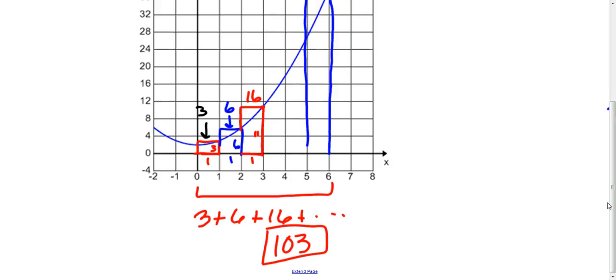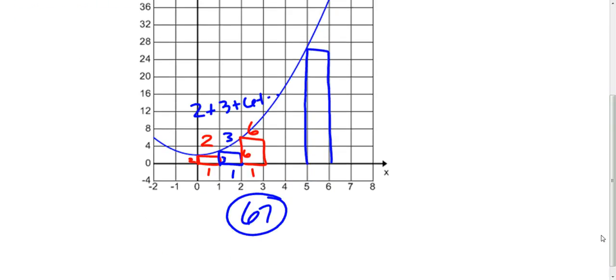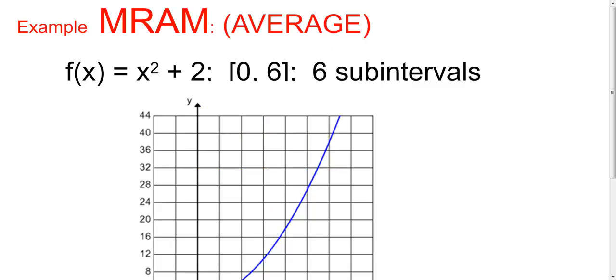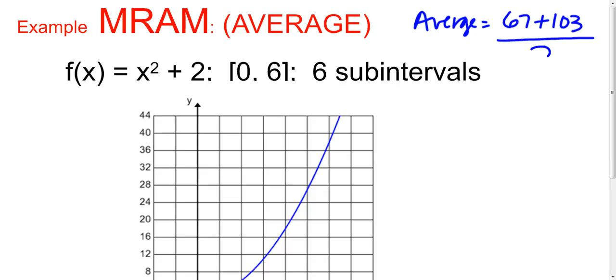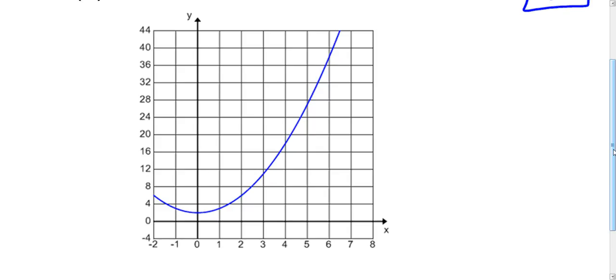If I find the average of the left RAM and the right RAM, it should give me a very different answer. If I average 67 plus 103, and I divide that by 2, I get 85. That was my average. Now, I'm going to compare that to what I get when I do my midpoint RAM.